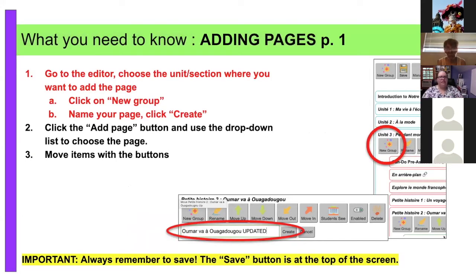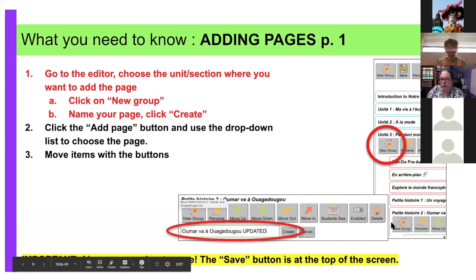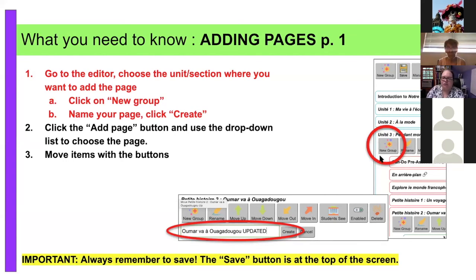All right, so now to add the pages. For instance, you have gotten a share code from someone and you decide you want to add this in. What you're going to do is find the unit or the section that you want to add it into. So for this one, we're choosing Unit 3, and we're choosing the short story number 2. So Petite Histoire 2, and we click on New Group there under the Petite Histoire, because we want this page to show up in this story, not just in Unit 3.